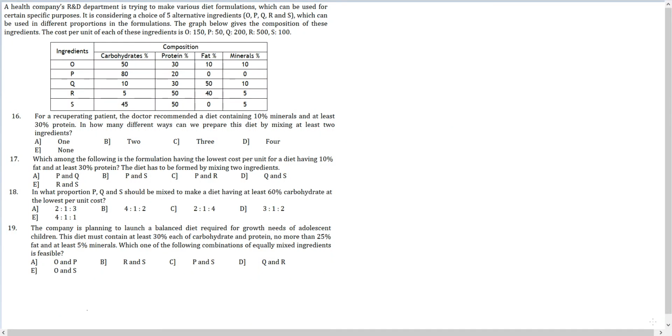Let's look at this question. A health company's R&D department is trying to make various diet formulations, which can be used for certain specific purposes. It is considering a choice of 5 alternative ingredients, O, P, Q, R, and S, which can be used in different proportions in the formulations. The graph below gives the composition of these ingredients.